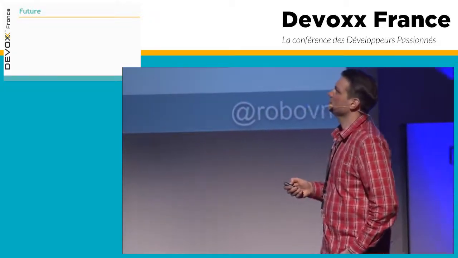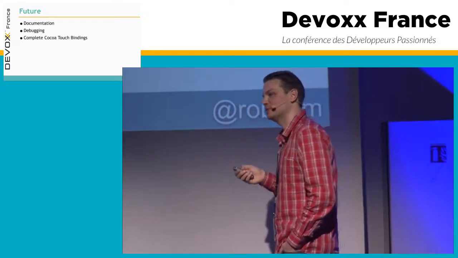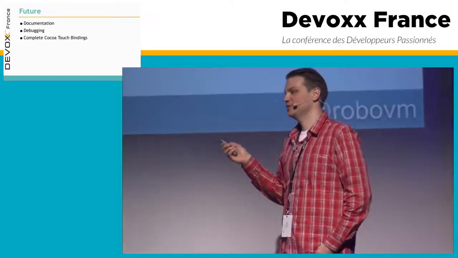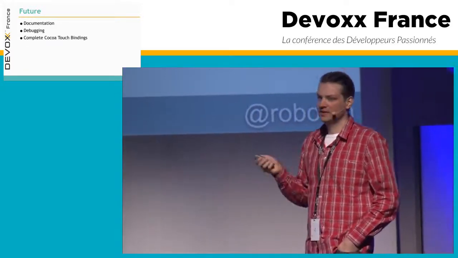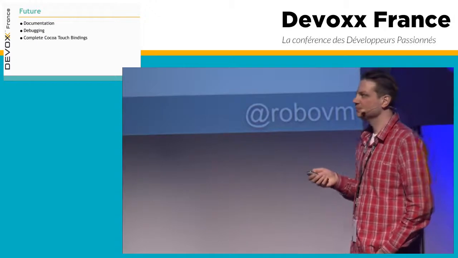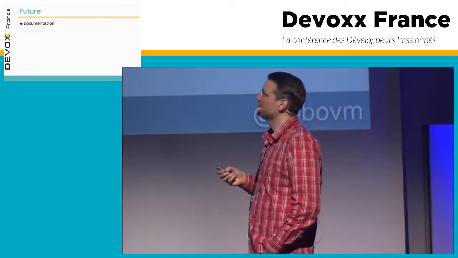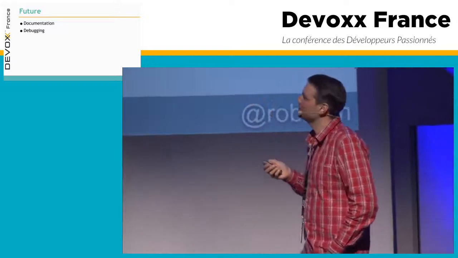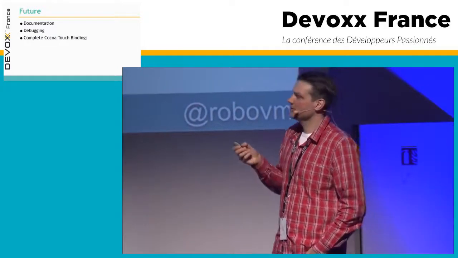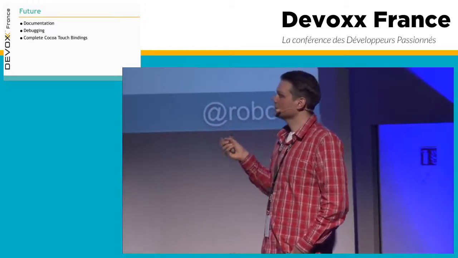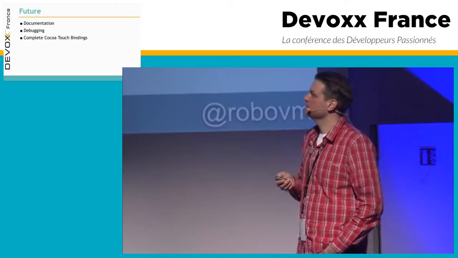So what does the future hold? We need to document stuff. It's very poorly documented at the moment. This is something that we have to address before we release a 1.0, so there should be better documentation pretty soon. There's no debugging, as I mentioned. We have to address that as well. We need to complete the Cocoa Touch bindings, and this will also be done for the 1.0 release.